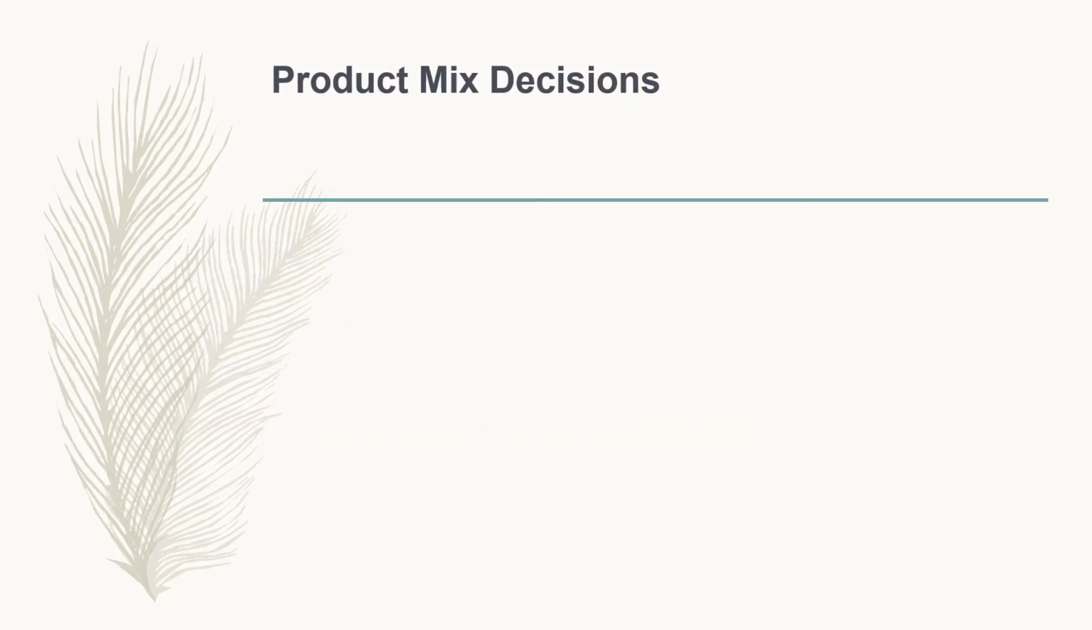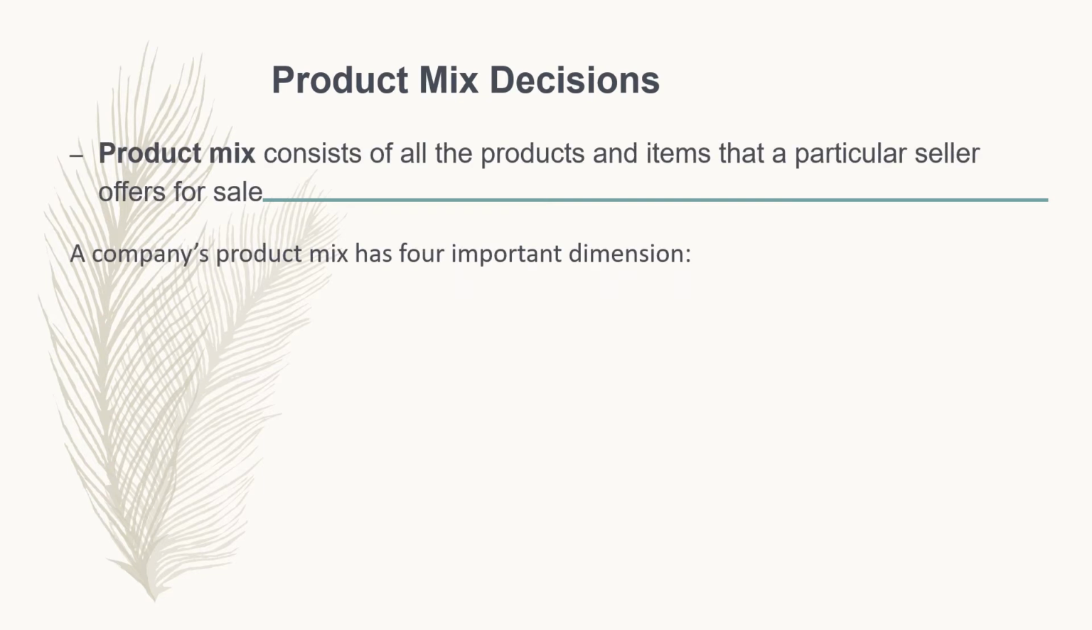Next is the product mix decision. A product mix consists of all the products and items that a particular seller offers for sale. When we say product mix, also known as product assortment, it refers to the total number of product lines a company offers to its customers. For example, your company may sell multiple lines of products, or your product lines may be vastly different, such as diapers and razors. A company's product mix has four important dimensions.